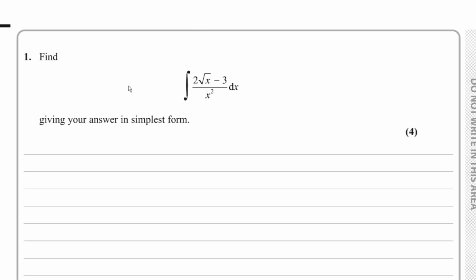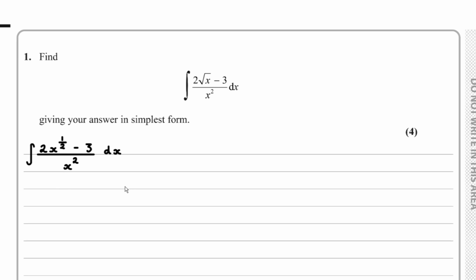Question number 1. Find the integral of 2 multiplied by root x subtract 3 over x squared with respect to x, giving an answer in simplest form. Let us write this in an integrable form. We have the integral of 2x to the 1/2, which is the same as 2 multiplied by root x, subtract 3 over x squared, and we wish to integrate this with respect to x.